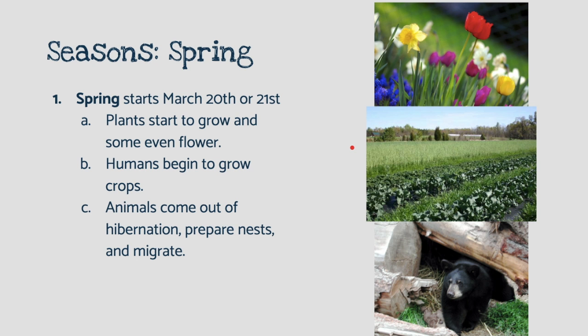So, seasons, spring, let's talk about it. So it starts around March 20th or 21st, depends on where the sun is in its rotation. So plants start to grow and some even flower during this time. I'm sure you guys have seen that. We're in spring right now. Humans begin to grow crops, and animals come out of hibernation, prepare nests, and migrate.